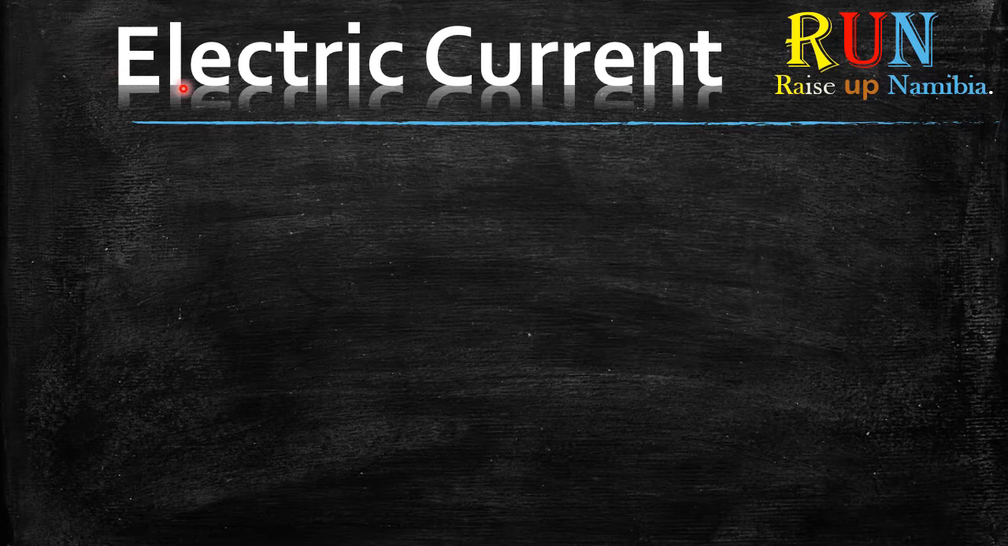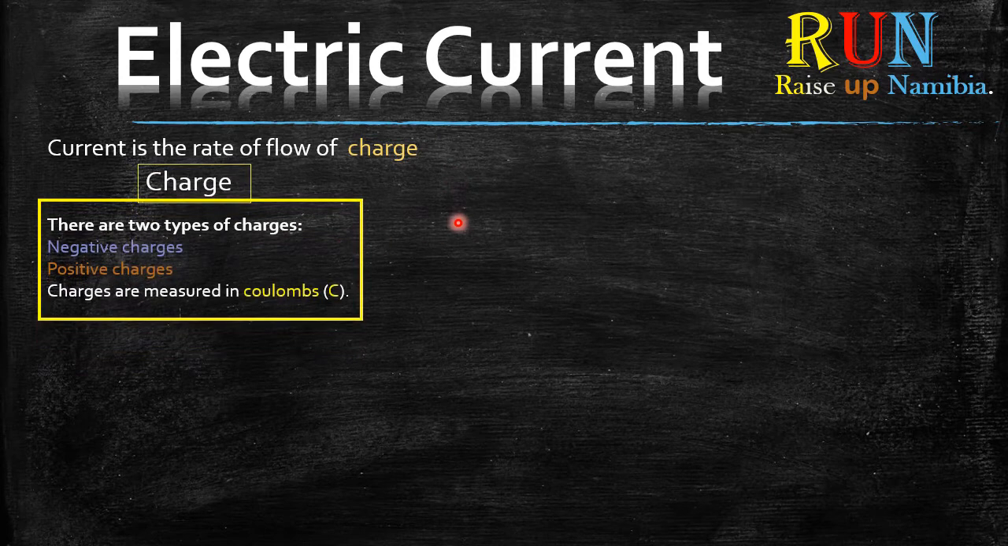So, what do we mean when we talk about current? Current is basically the rate of flow of a charge, okay? When we talk about this charge, what do we mean? Keep in mind that there are basically two types of charges, a negative charge and a positive charge. Whenever we're talking about a charge, it is measured in coulombs. So wherever you see the unit coulomb, we are talking about a charge, okay?